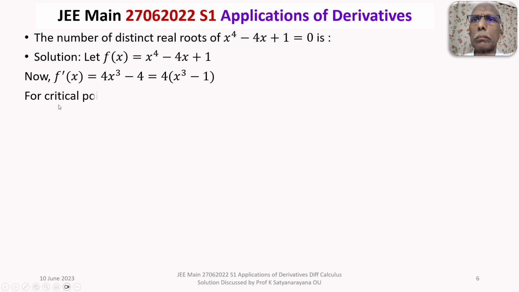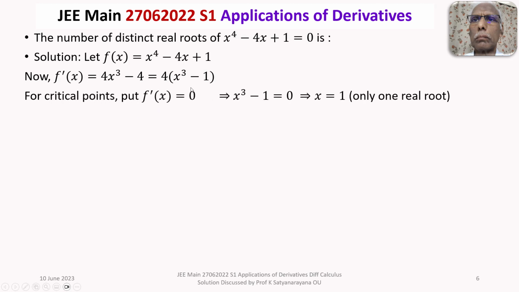So, to get the critical points, we put f prime x is equal to 0. That will give rise to x cube minus 1 is equal to 0. That will give you x is equal to 1, the only one real root. What happens to the remaining 2? The remaining 2 are given by x square plus x plus 1, but they don't give real roots. They give complex roots. Therefore, x cube minus 1 is equal to 0 will give rise to only one real root.